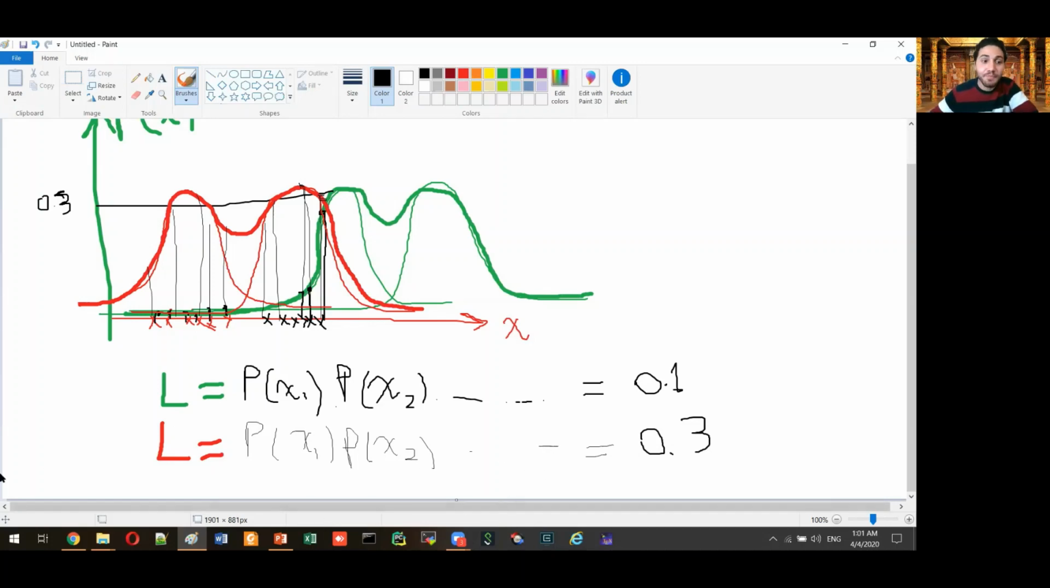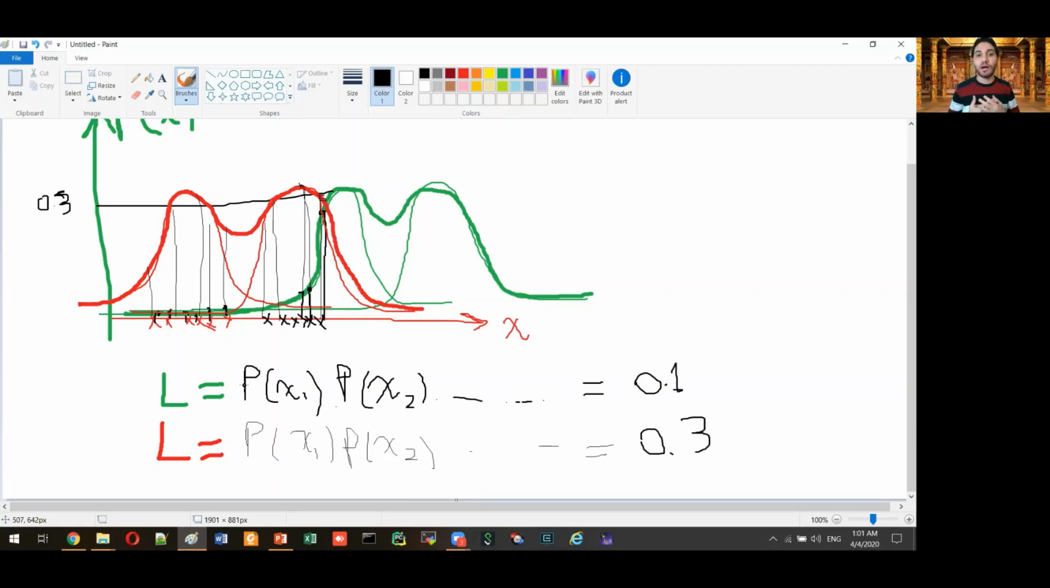But relatively, the likelihood of the red curve, the red mixture of Gaussians, is much higher than the likelihood of the green curve, right? So the likelihood is a strong indication of how much my Gaussian distribution or mixture of Gaussians is fitting my data.